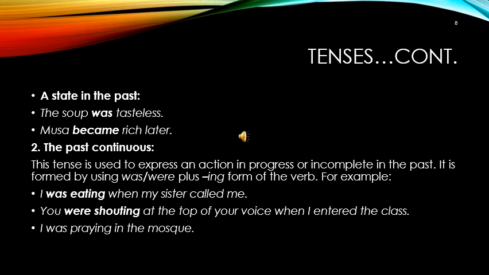The past continuous. This tense is used to express an action in progress or incomplete in the past. It is formed by using was or were plus the ing form of the verb. Example, I was eating when my sister called me. You were shouting at the top of your voice when I entered the class. I was praying in the mosque when you called.